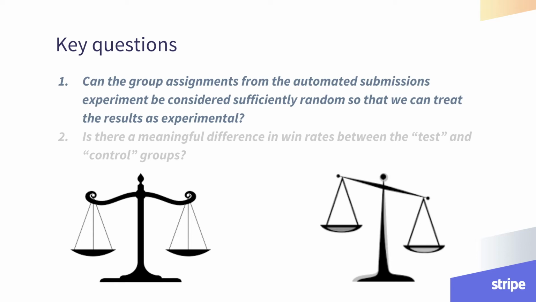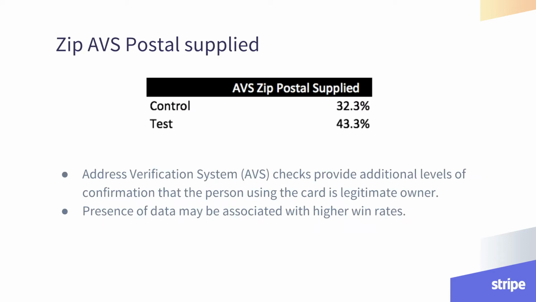So first, we wanted to evaluate the comparability of the experimental groups. If the randomization worked, the groups should have similar profiles across a range of characteristics. So we compared the 2 groups across a number of dimensions, including card type, issuer, acquirer. And one such dimension was whether the zip code was supplied as part of an address verification system check. And these checks can provide additional levels of reassurance that the person using the card is the legitimate owner.